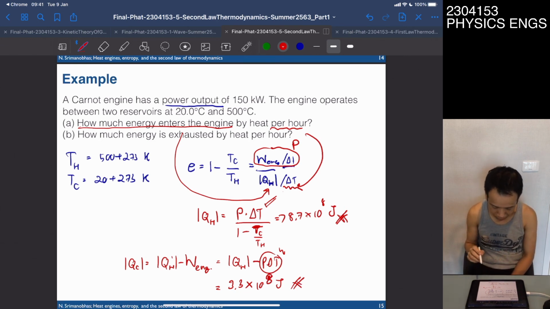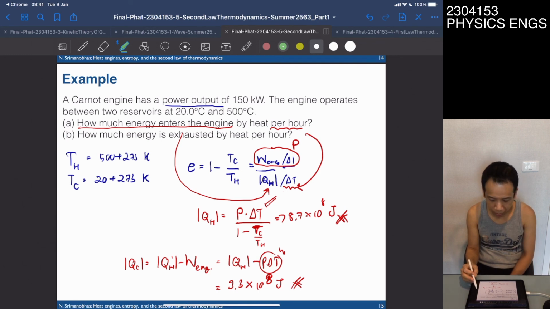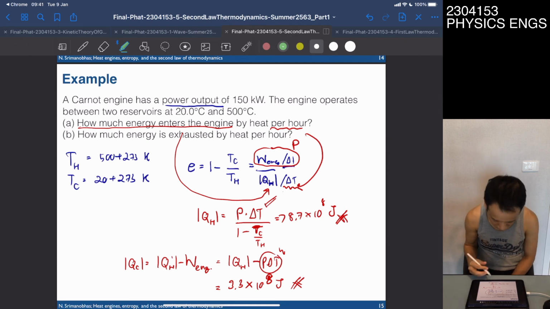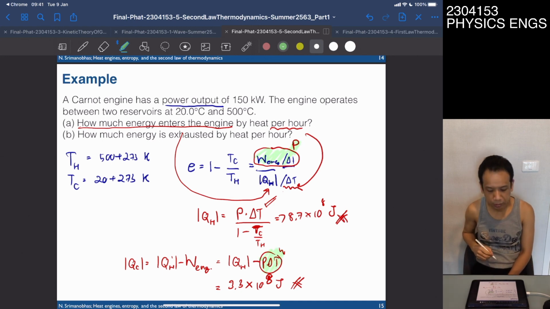Did I get something wrong? Yes, it's correct. Sorry, I was just confused about what I put for the P. The power is basically the work done per unit time, right? So if you would like to get the work done, you take the power and multiply it by time. This is what we have used here and what we are using here.